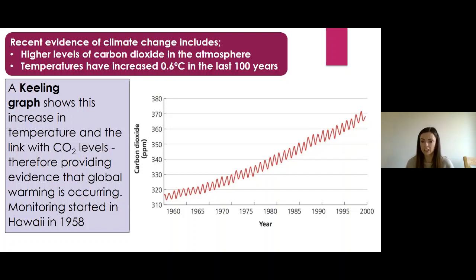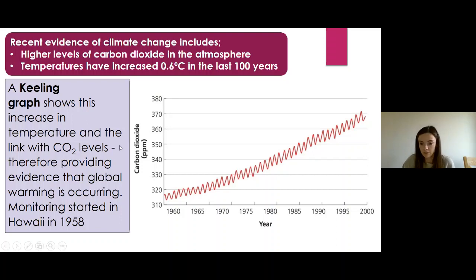Now, this graph on the screen is quite a famous graph. It's called the Keeling graph. So a Keeling graph shows the increase in temperature and the link with CO2 levels, therefore providing evidence that global warming is occurring. Monitoring started in Hawaii in 1958 in the middle of the Pacific Ocean, where there's not much industry. So it's a true representation of the carbon dioxide levels since the 60s. And as you can see, it has increased tremendously, but this is due to anthropogenic or human factors, such as deforestation and burning of fossil fuels, things we'll go into in a bit.